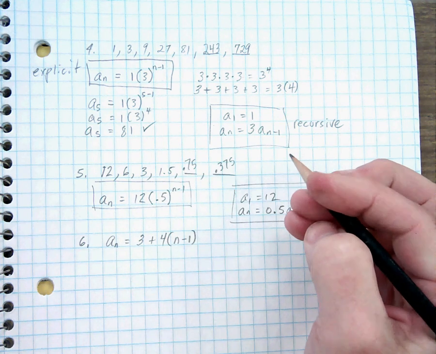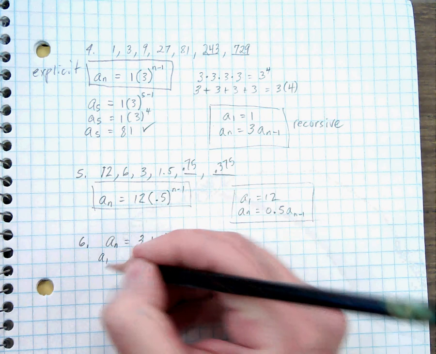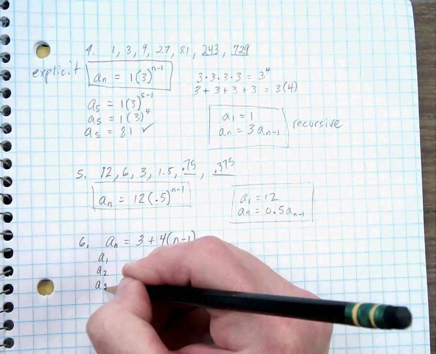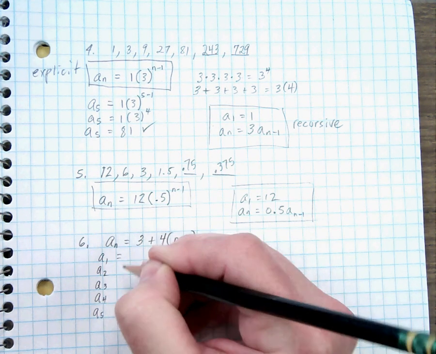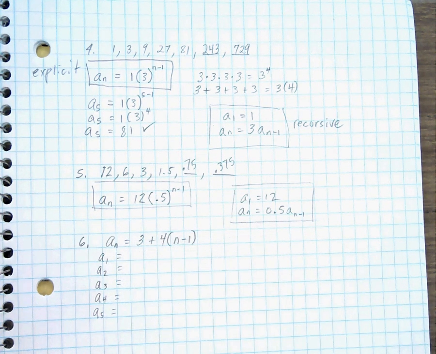All right, so what I want you to do is, I'll give you a chance to do it by yourself first. So find the first 5 terms. That's 3, 4, 5. All right, so go ahead and see if you can find what those are.